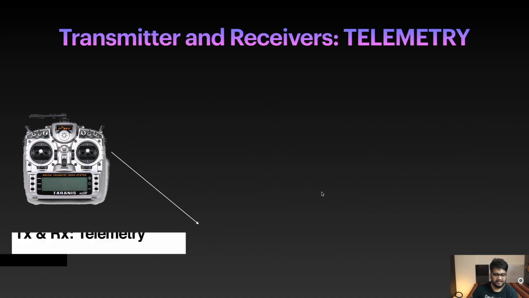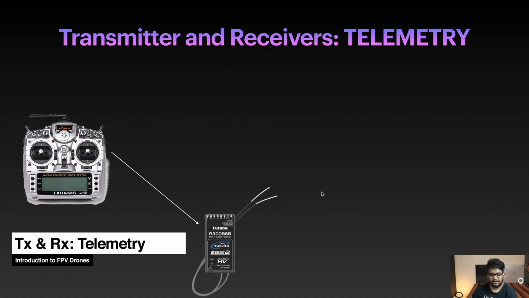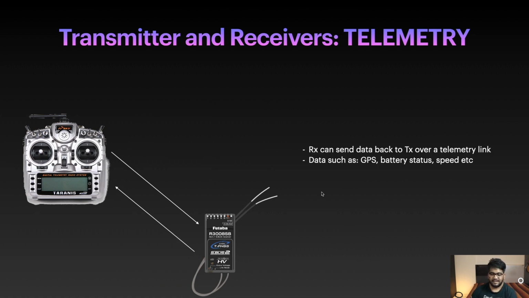So this is a transmitter, and it talks to a receiver. But this receiver can also talk back to the transmitter, and this concept is known as telemetry, a very powerful concept. Let's understand why you want your receiver to talk back to your transmitter. So the receiver is mounted on your drone, the transmitter is in your hand. So why do you want your receiver to talk to your transmitter?